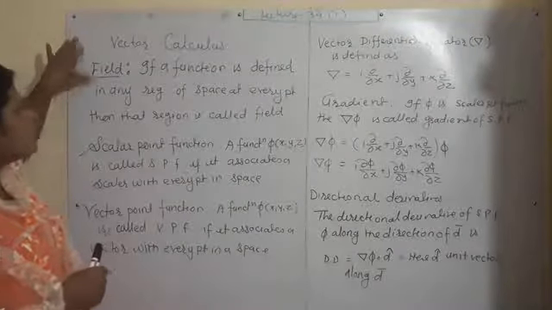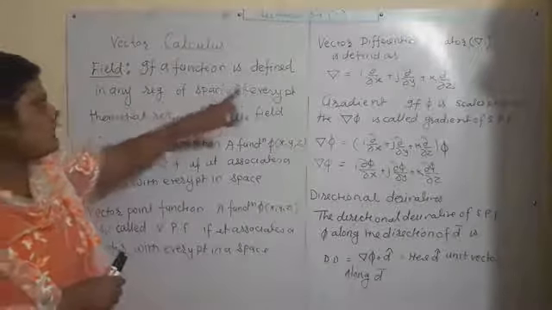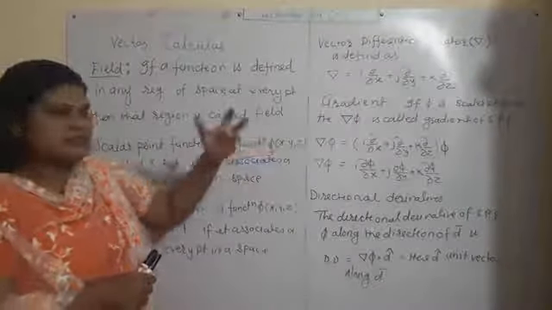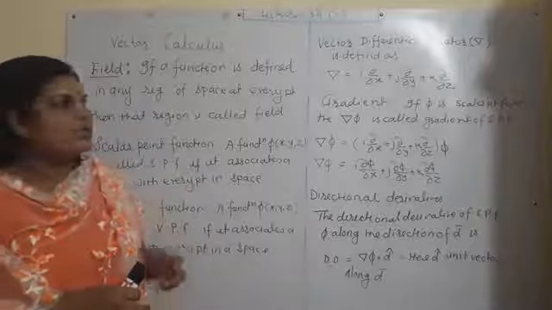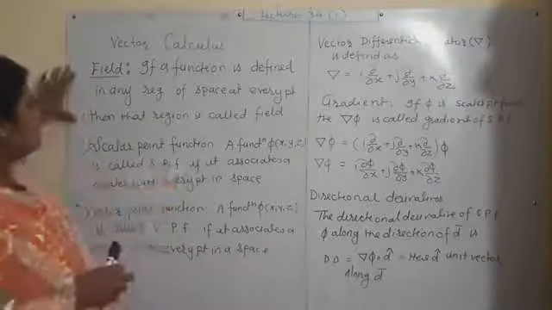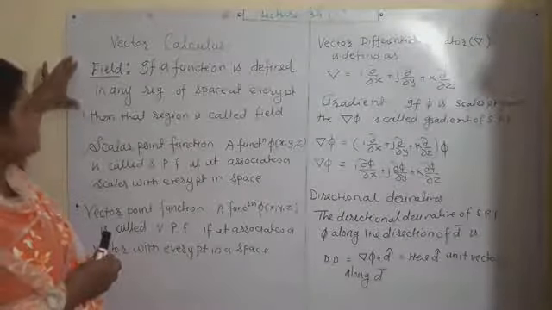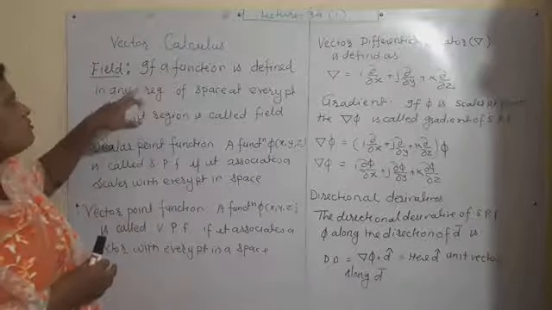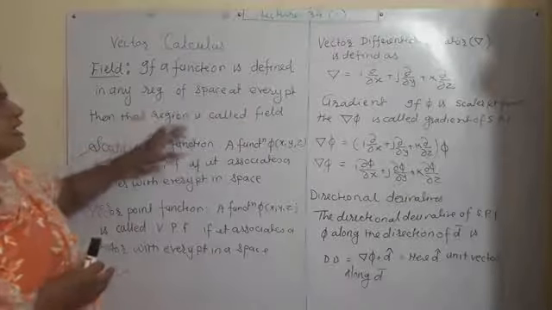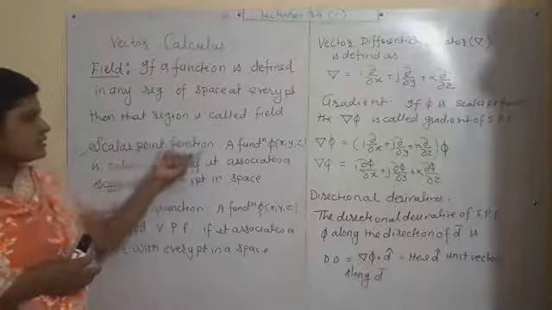First is a field. If a function is defined in any region of a space at every point, then that region is called a field. For example, the electromagnetic field, as there is an electric and magnetic pressure produced in that particular region, and that's why it is called an electromagnetic field. That is one of the examples. Then next is a scalar point function.